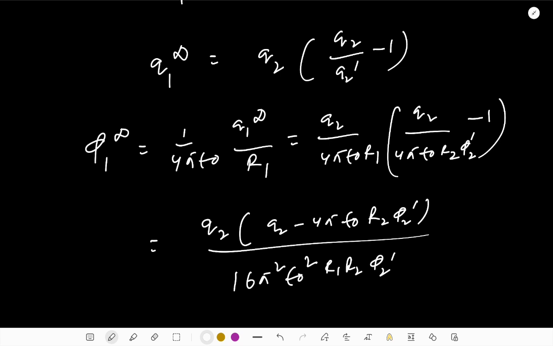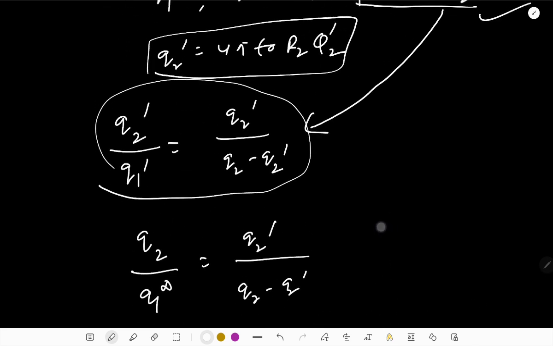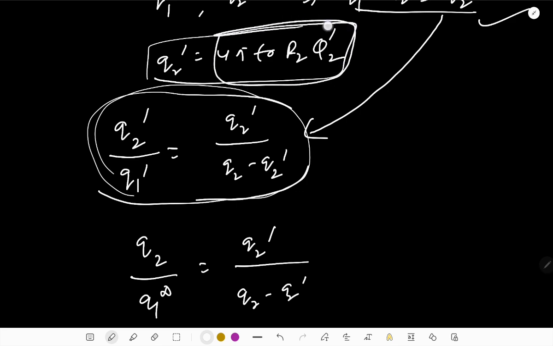q2 dash is constant and q2 is constant. That is why I took this relationship: q2 dash by q1 dash will always be like this, because q2 is constant and q2 dash is constant, because every time it gets to this potential phi dash 2. So I have taken this relation to be constant and I solved the problem.